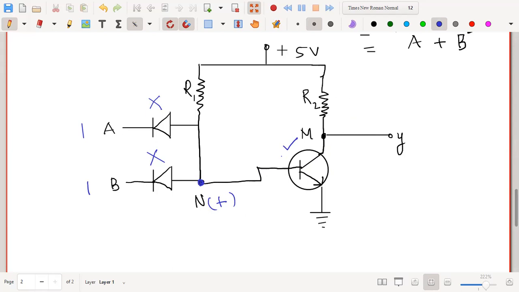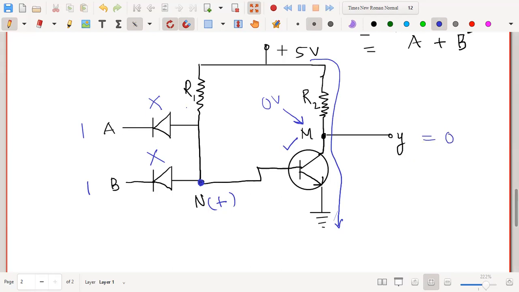So now when the transistor works, what happens? The current will flow through this transistor to the ground, from the positive potential to the negative potential. The current will flow in this way. Now, if the current flows, all this voltage would be dropped across R2, and the point M would be driven to zero potential. As a result, the output will also go to zero potential, that is logic 0.